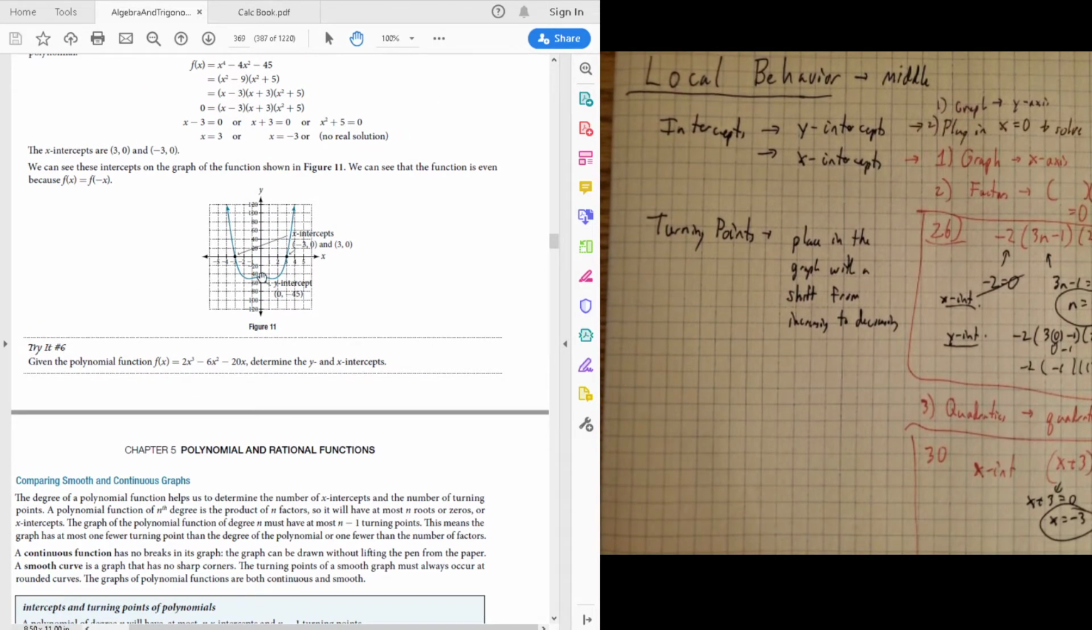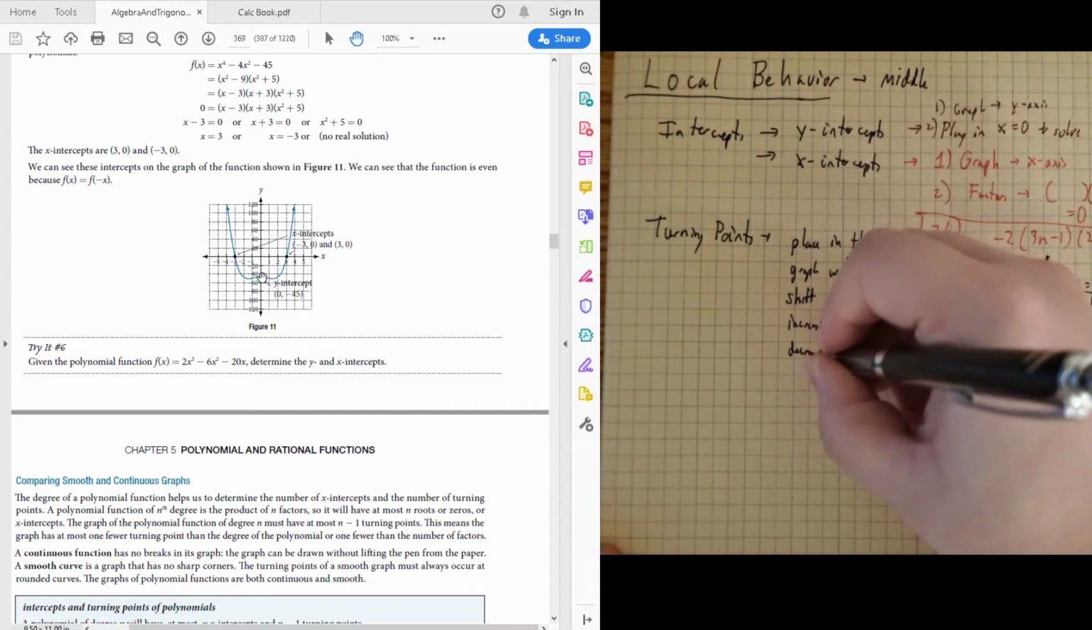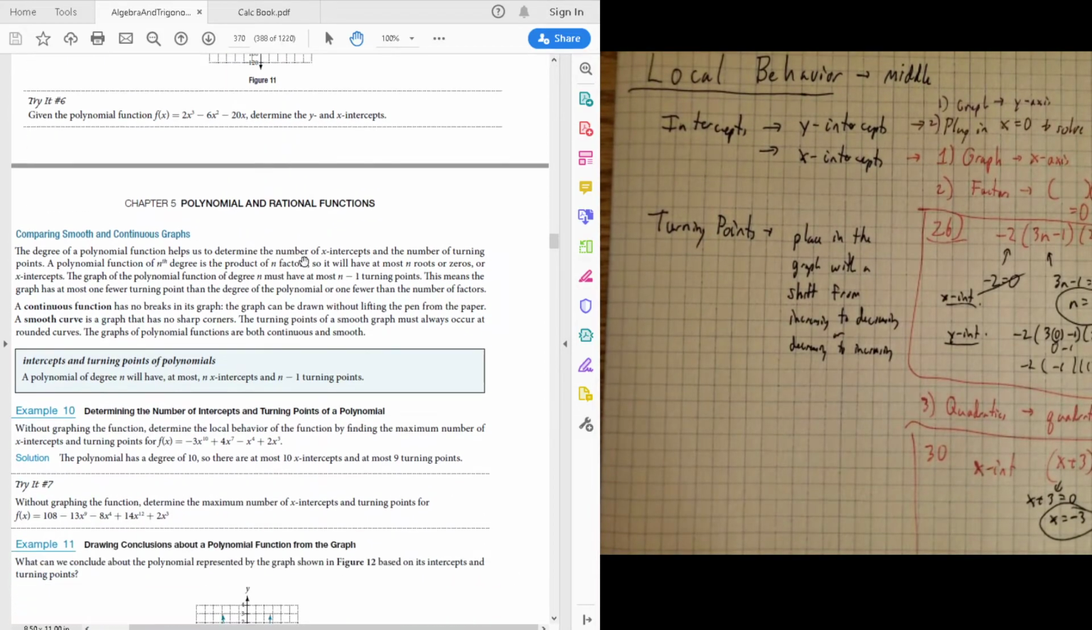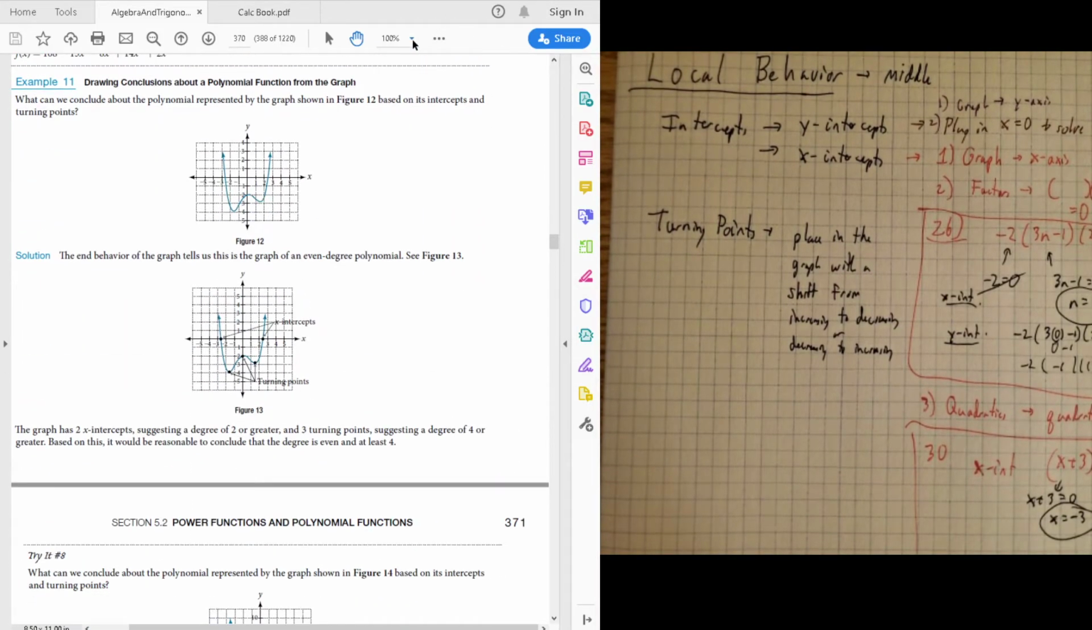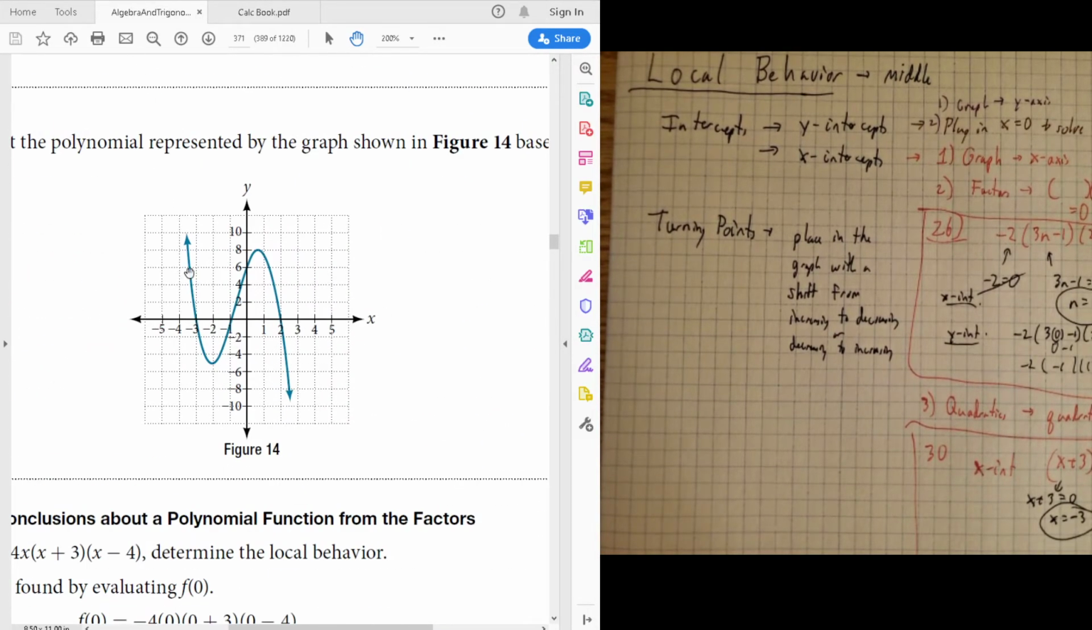A turning point is simply a place where the graph has a fundamental shift from increasing to decreasing or decreasing to increasing. And so let's look at some more examples. So in this picture, zoom in. This has 1 turning point, 2 turning points, 3 turning points. This one down here has 2 turning points, 1 turning point here and 1 turning point there. It's a place where the function has shifted from going down to going up and from going up to going down. That's what makes it a turning point.